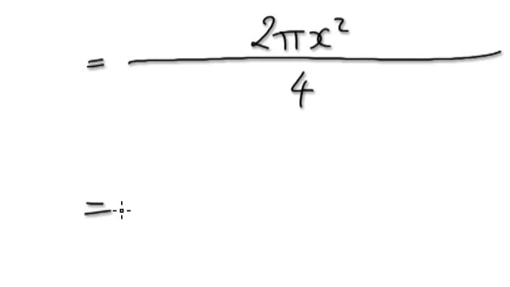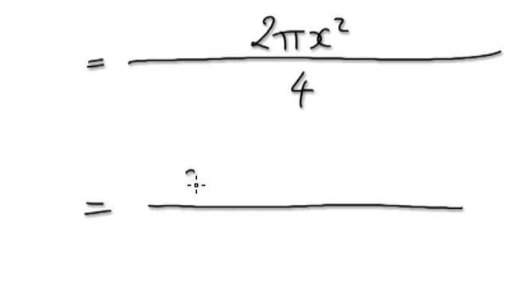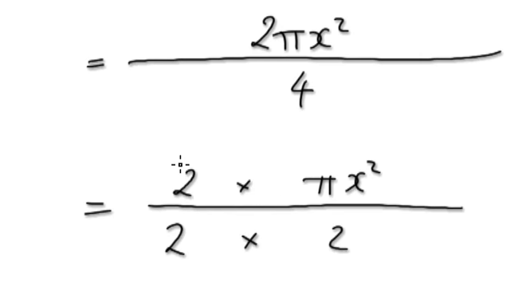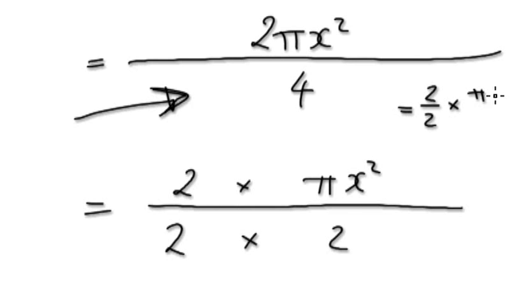And now let's rewrite this as this. I'm going to take the 2 out here. So 2 in effect times pi x squared. And then at the bottom, I'm going to write it as this: 2 times 2. So basically, what I'm trying to say is that this fraction here is the same as this. Hang on, is the same as this. 2 over 2 times pi x squared over 2.